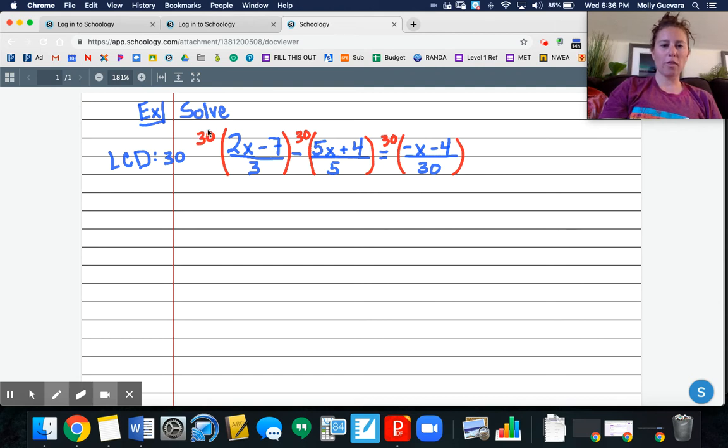Okay, so 30 on top, 3 on bottom, so 30 divided by 3 is 10. So that's going to get me 10 parentheses, and then I still have this 2x minus 7. So that doesn't just get to go away, right? It's still there. Here I have 30 divided by 5, which is 6.